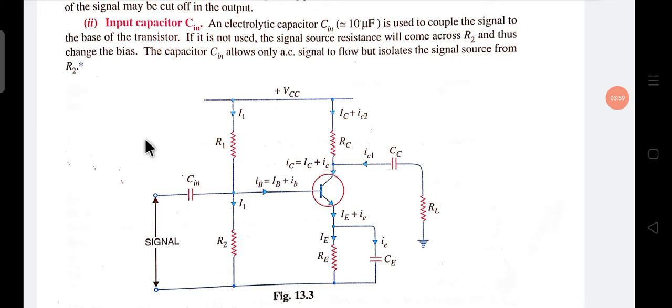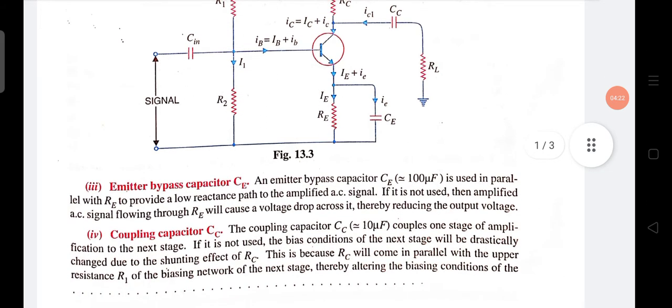So Cin also filters the input signal, passing only the AC signal through it, and the second thing it does is isolate the resistance of the source from R2. So that is why we use the input capacitor.